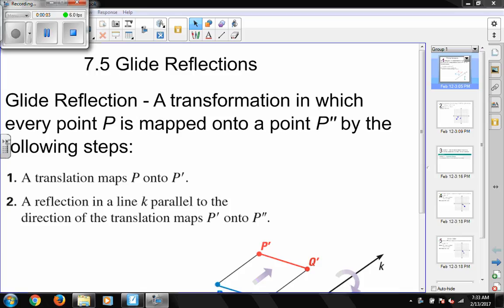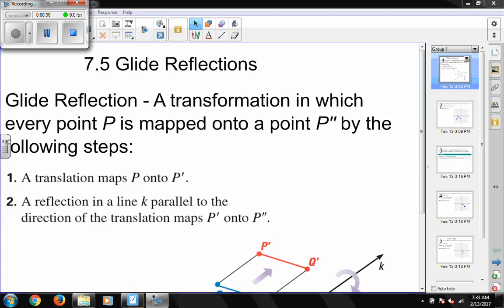All right, today we want to talk about section 7.5, which is going to introduce us to glide reflections. First thing we want to talk about is what is a glide reflection, and it's simply a transformation where every point is going to move twice, but it's going to happen in the following way. First, you're going to translate one point to its image, P prime, and then you're going to reflect it over a line that's parallel to the direction of the translation.